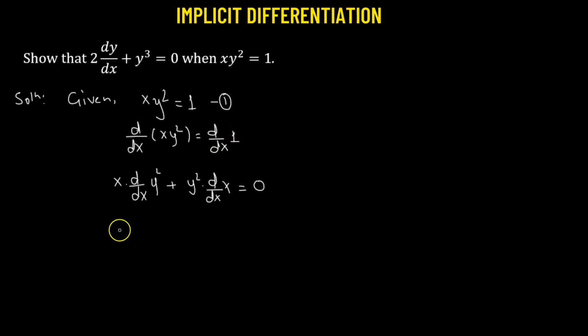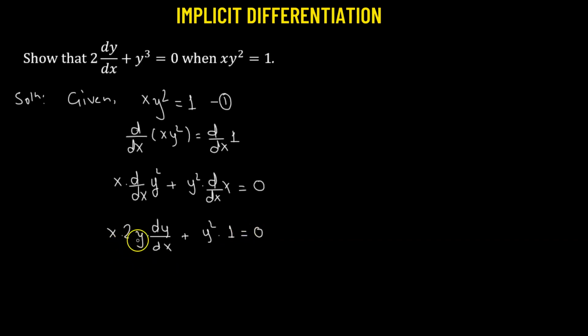which is 0. Now, finding the derivative of y squared, we'll use the power rule to get 2y. But since here we have a y instead of x, we'll have to use the chain rule. So we'll multiply it with the derivative of y with respect to x, plus y squared times the derivative of x with respect to x, which simply equals 1.